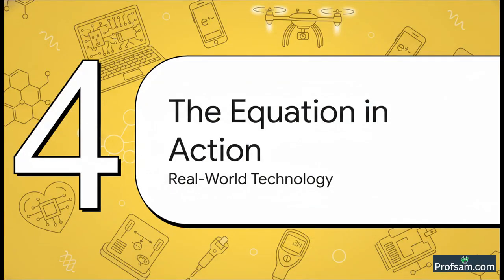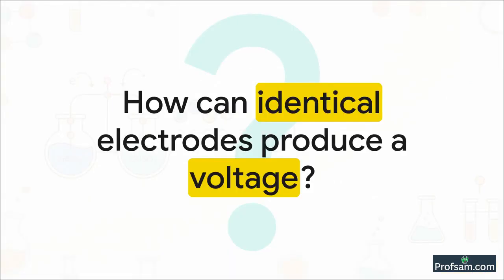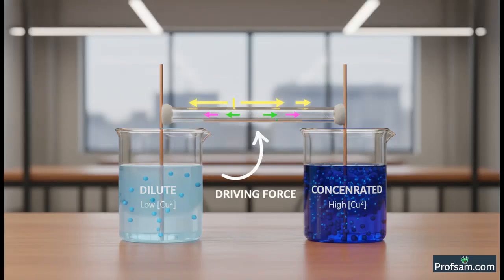So we have understood the principle. Now let us see how this equation is used in real-world technology. First, let's look at a very interesting case, a concentration cell. You might think, if we make a cell with 2 identical copper electrodes, the standard cell potential, E naught, should be 0, correct? So how can such a cell produce any voltage at all? Well, the answer is that it is the difference in concentration between the 2 solutions that drives the reaction. Even if the electrodes are the same, a difference in concentration is enough to create a potential difference.